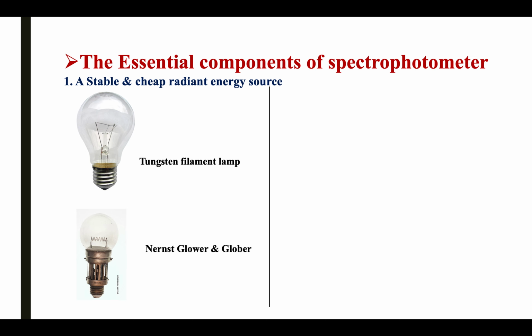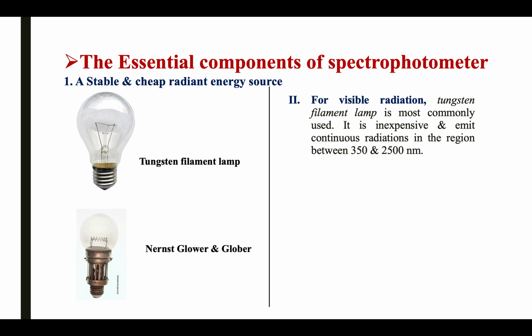Next is the source for visible radiation. For visible radiation we generally use the tungsten filament as shown over here. It is the most commonly used and very inexpensive visible radiation source. It emits continuous radiation in the region between 350 nanometer and 3500 nanometer. It's a well-known source for visible radiation.